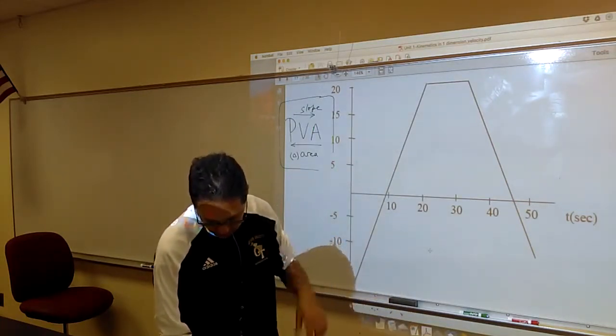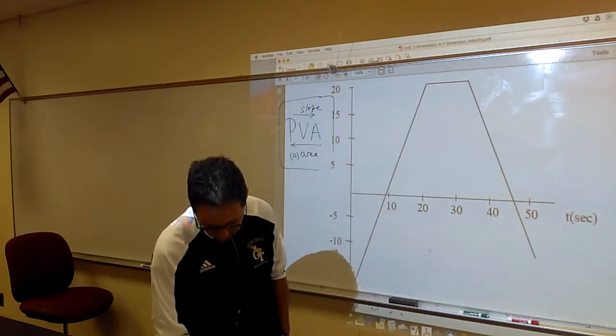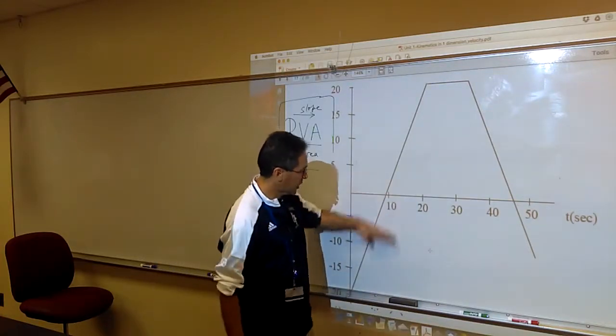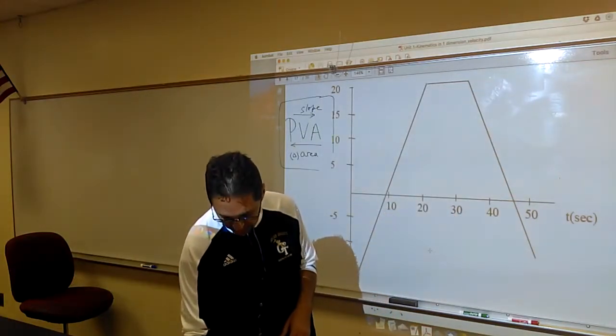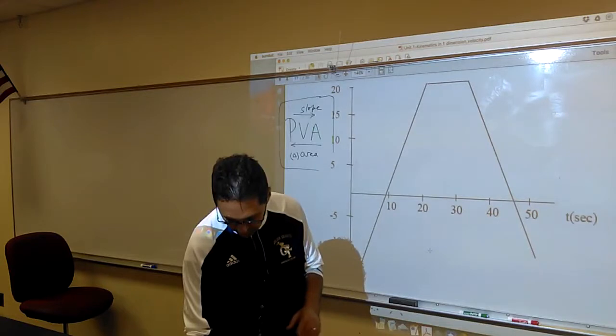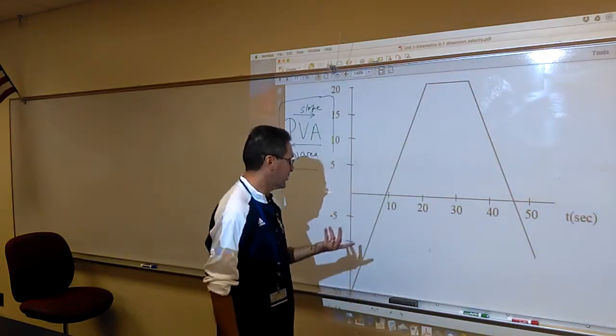What's the meaning of the Y-intercept? You can look at the previous problem. When is the object moving in a negative direction? Each time you're below the time axis, you're moving in the negative direction. When is the object accelerating? We talked about that. When is it decelerating? When is it slowing down?